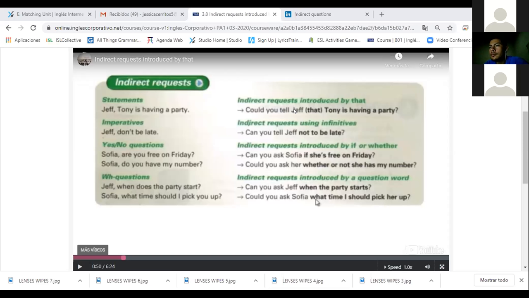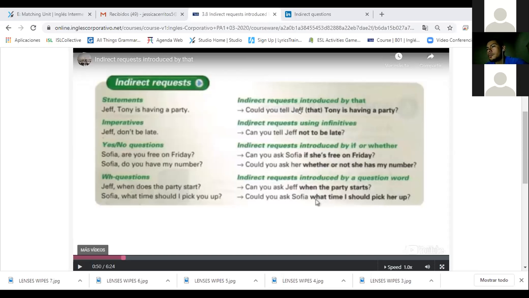So try to remember that we're not going to use personal pronouns. So in this case, we're using the other ones. Could you tell him? Could you tell her? All right, so like the object pronouns, okay? So that's a rule that you need to remember.